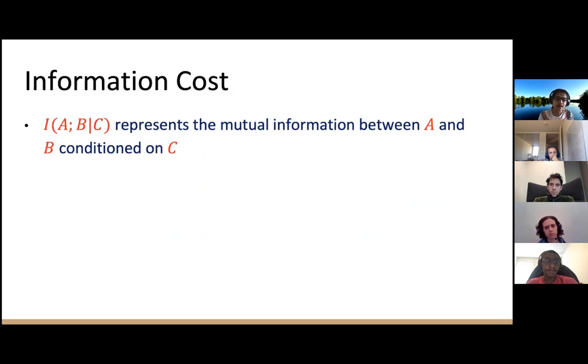Next I would describe this notation. This notation would be used extensively in the rest of the slides. So I(A; B | C) represents the mutual information between the random variables A and B conditioned on the random variable C.